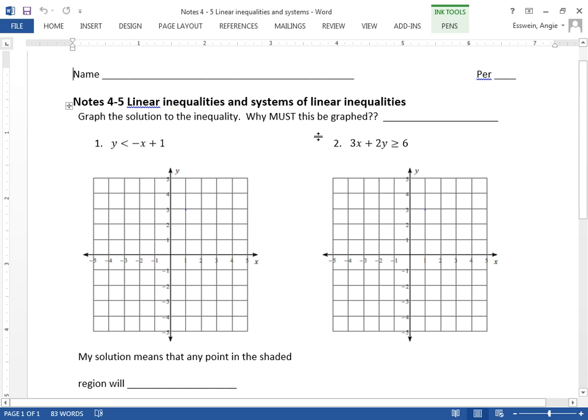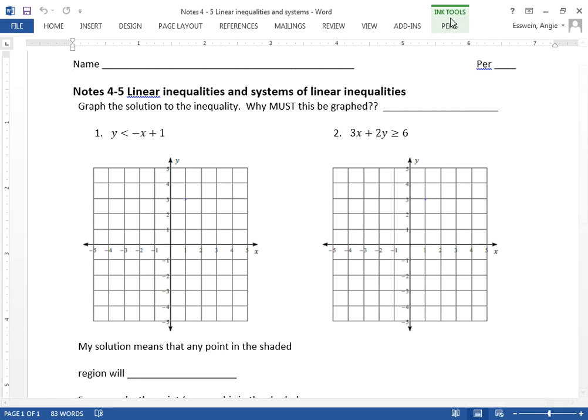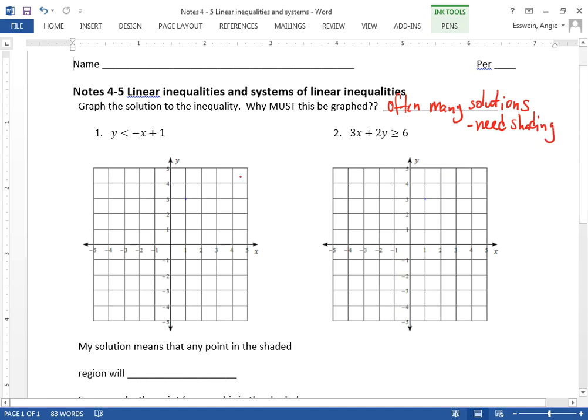So in order to solve this, we have linear inequalities. We need to graph it because there's often more than one solution, many solutions. So it needs to be shaded. We need shading to represent all those points that work. There are often many, many points that work.